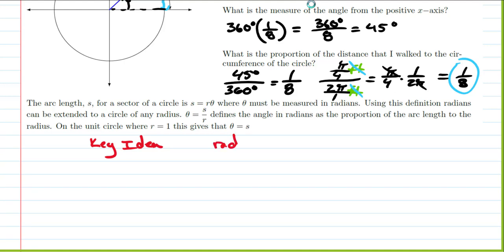Radians are the same as arc length on the unit circle.